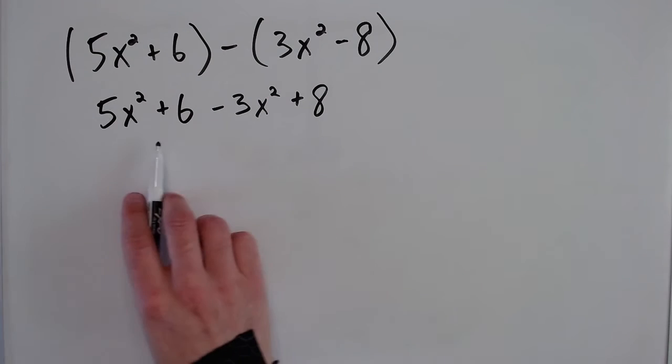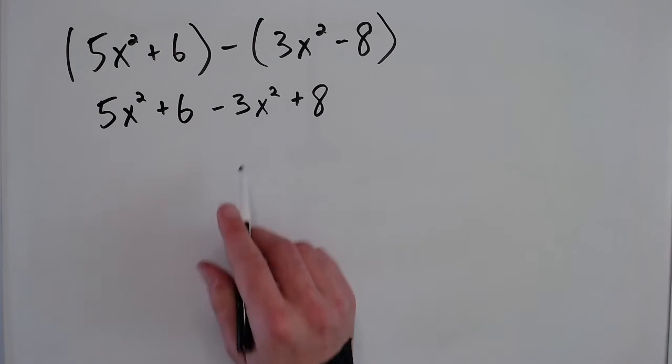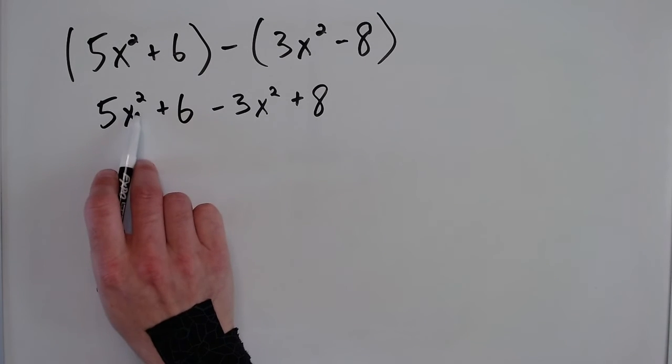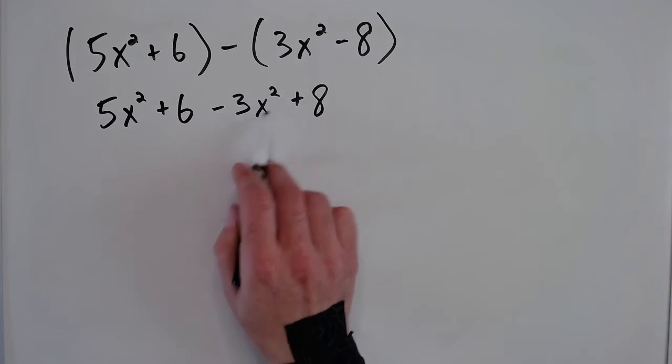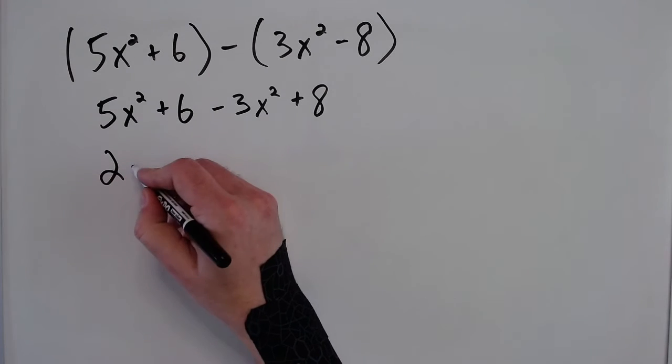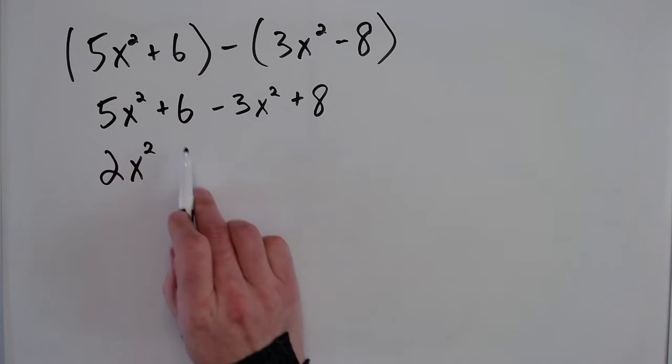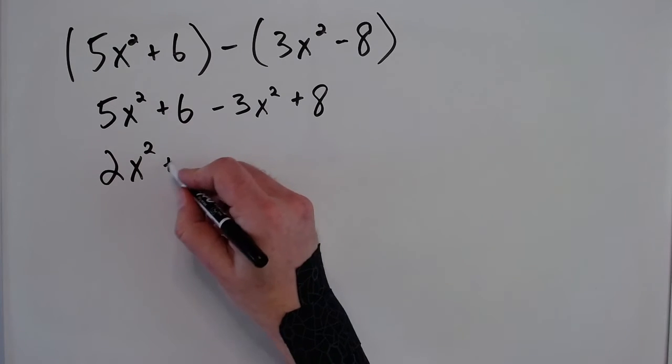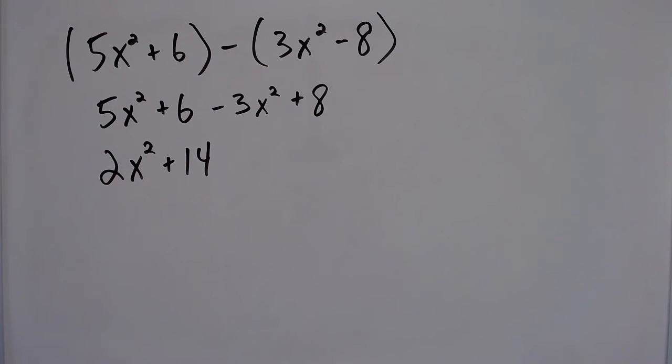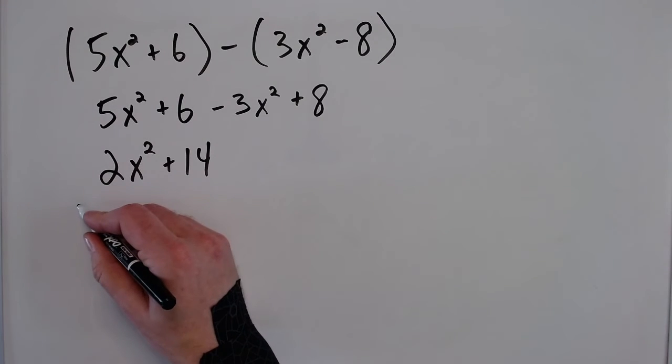So now let's look. We have like terms, so x squared, that's a like term. So 5x squared minus 3x squared is 2x squared. We've got 6 and 8 gives us plus 14. Let's do one more subtraction problem. I think we have enough room here.